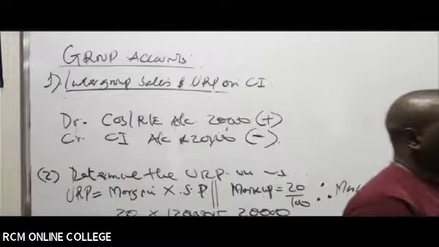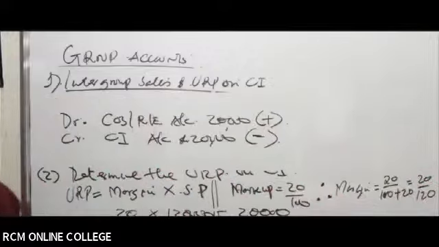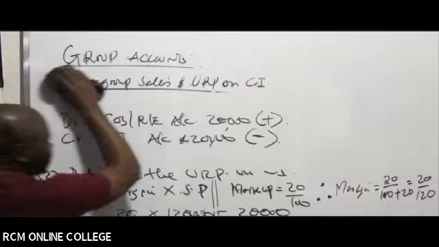So take note, if you are given the markup, you have to convert it to the margin, because the goods are sold to the other member of the group at the selling price. That's what you need to take note of. Now I want us to look at the second adjustment.